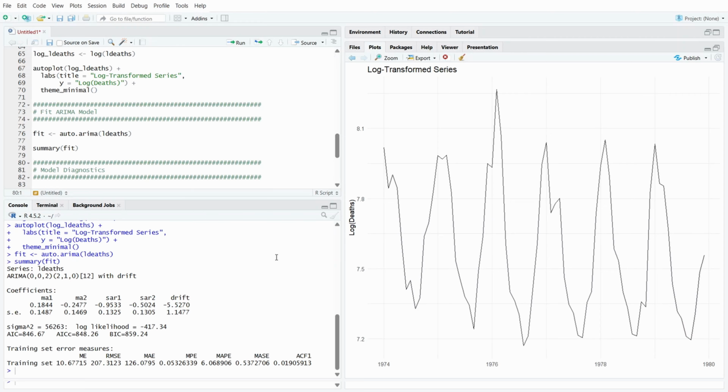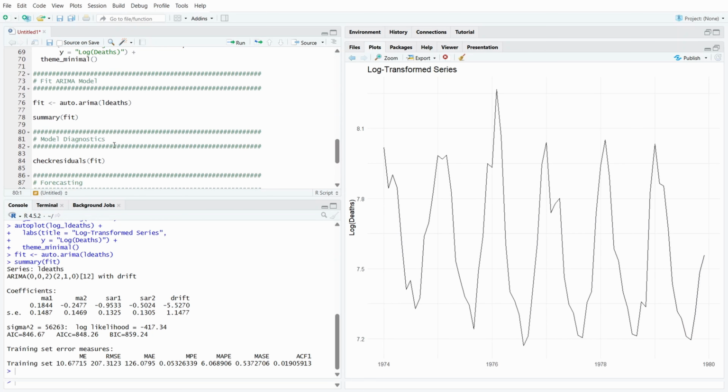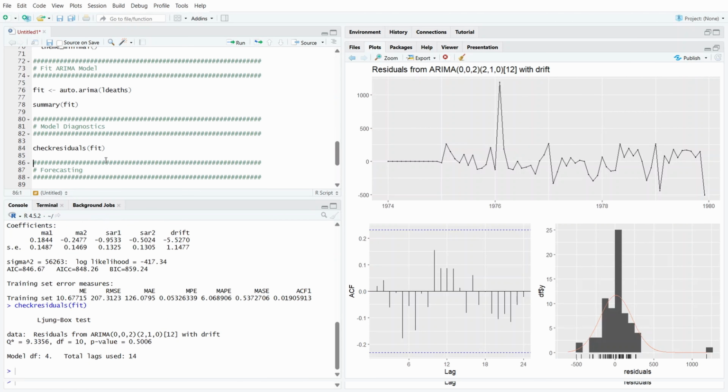But before we fully trust our model's predictions, we need to look at the residuals. Ideally, these should look like white noise, just random scatter. If there's a pattern left in the residuals, it means our model missed something important and our forecast might be unreliable. Let's examine the diagnostic plots for our ARIMA model to assess how well it fits the data.